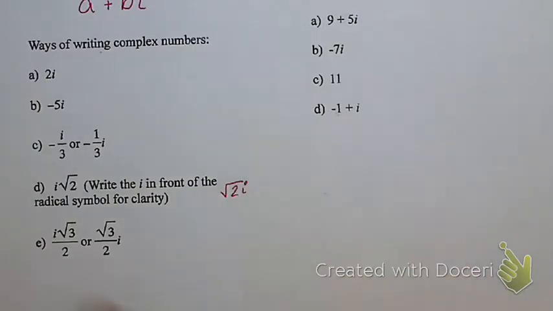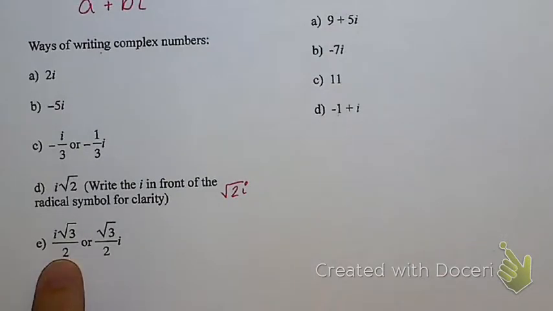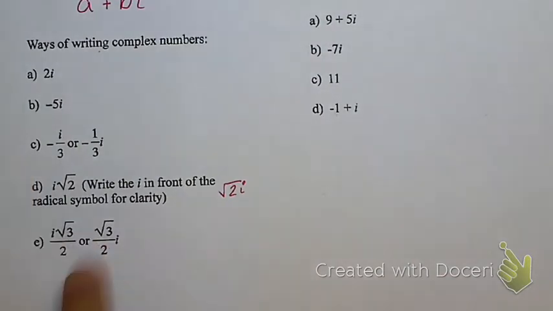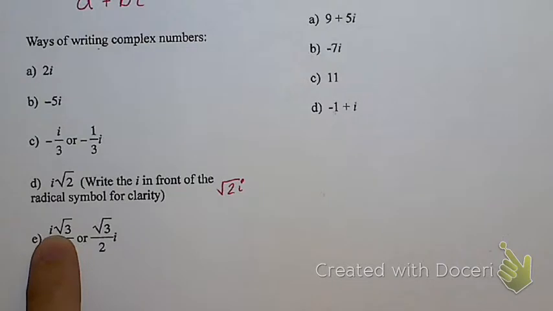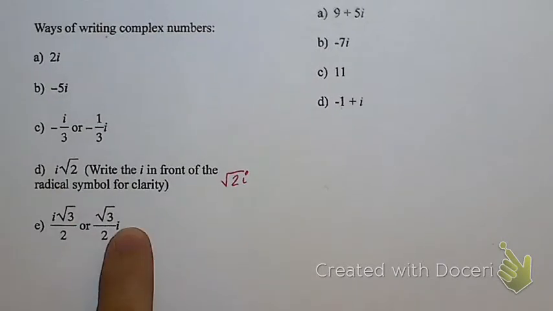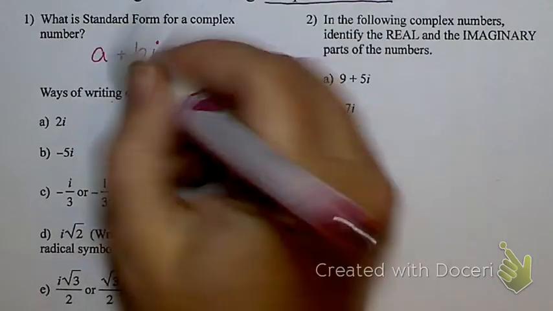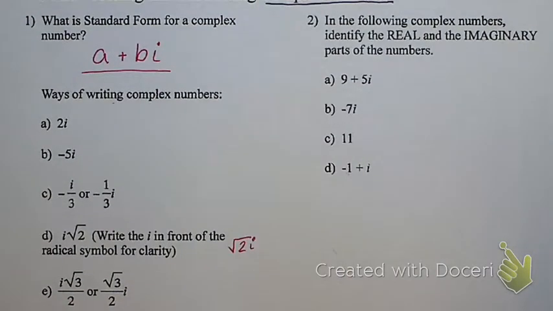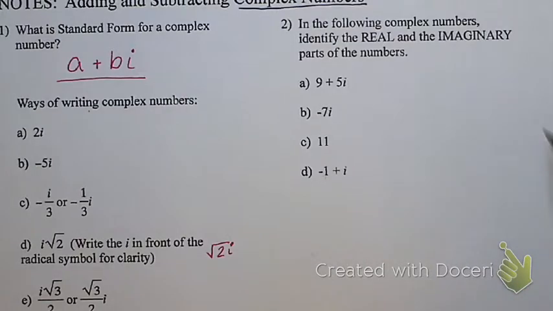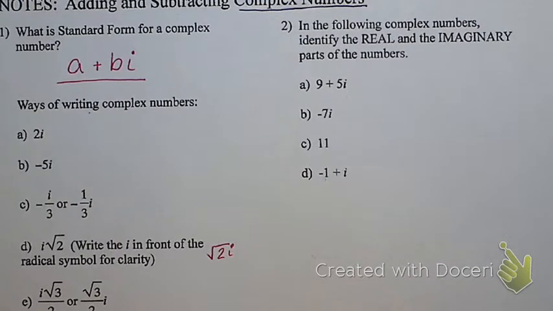All right? And then this is kind of a combination of part C and D. If you have a fraction, you can either put it on top with the radical or out to the side after. I prefer out to the side after and just always going in this a plus bi, keeping it all simple. Okay?